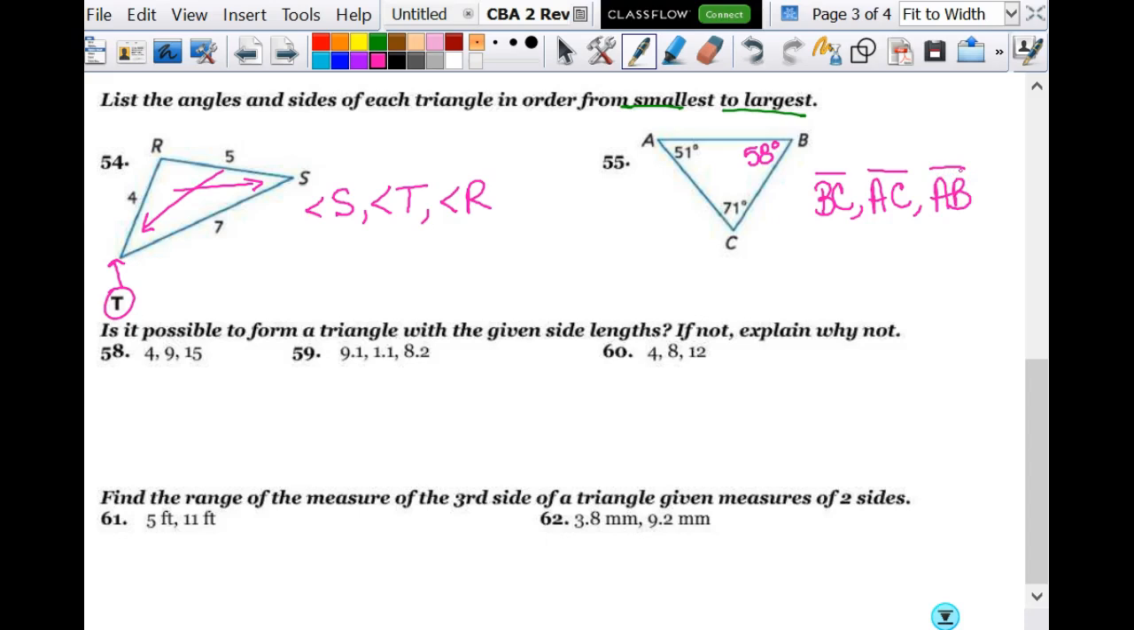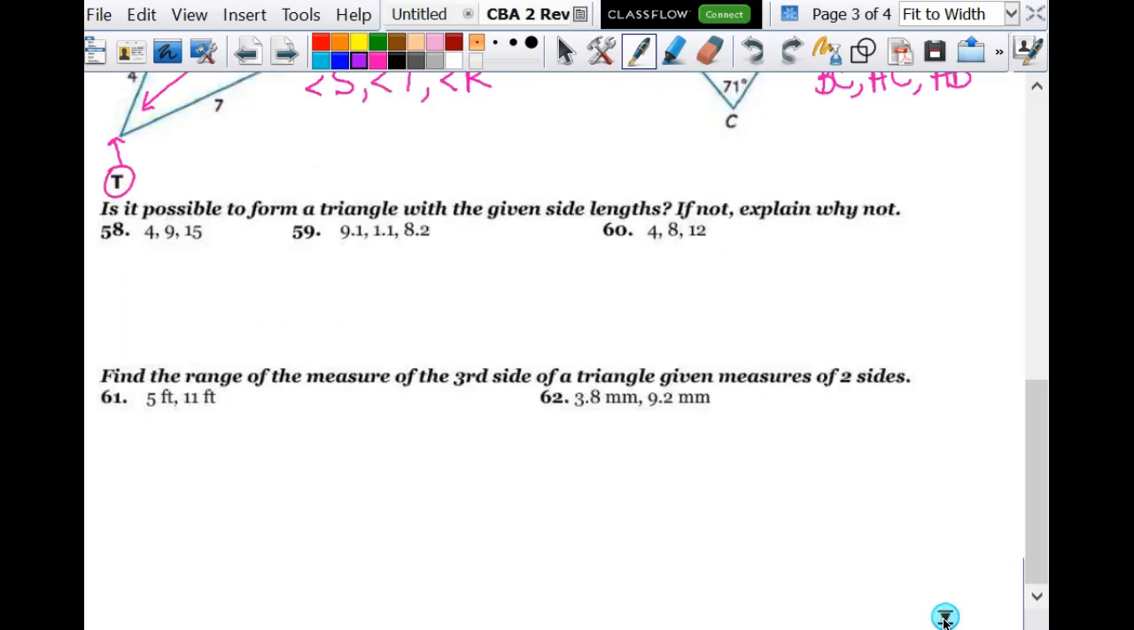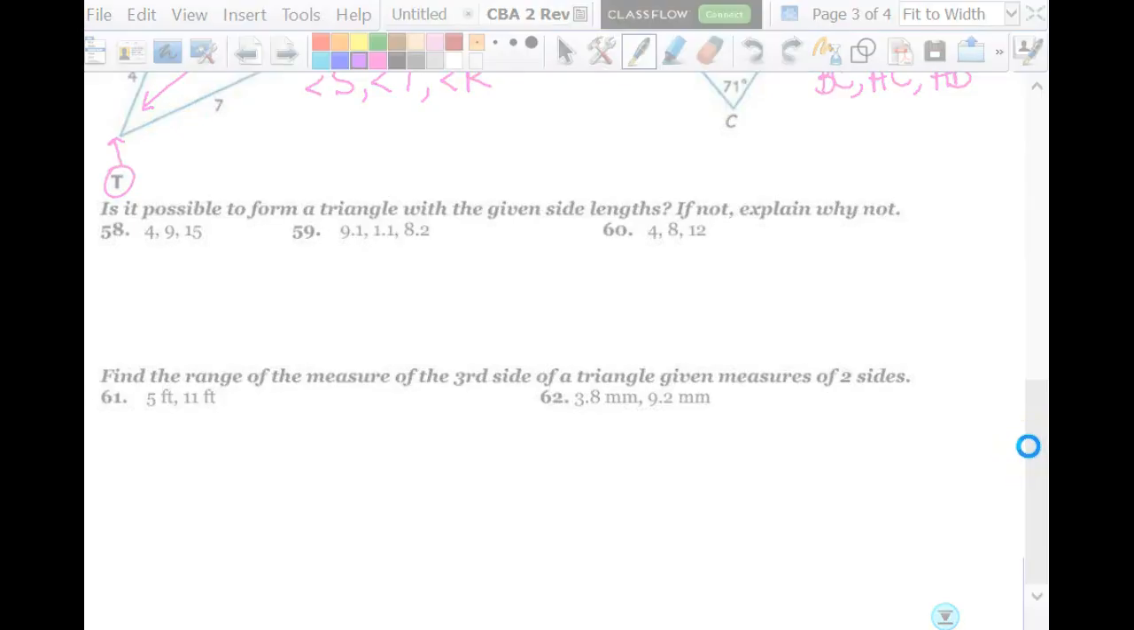Okay, so then I want to see if it is possible to form a triangle with these side lengths. Once my board cooperates, it's going to jump on me in a second.